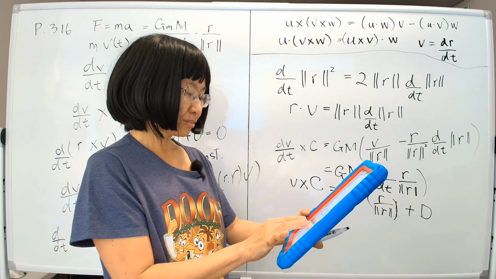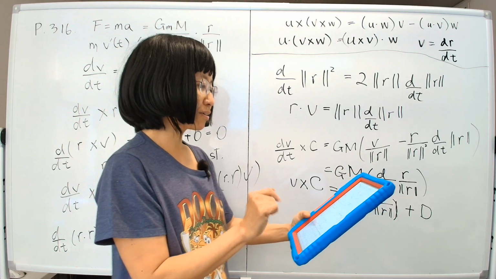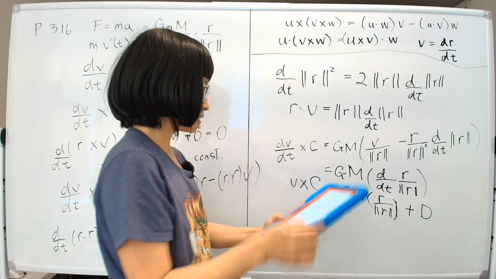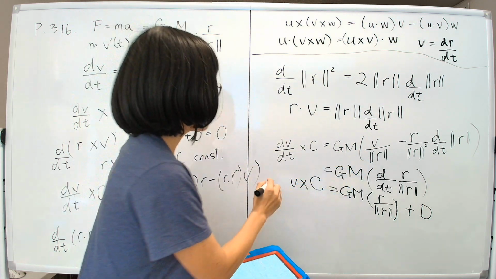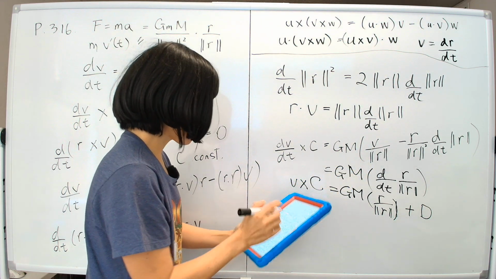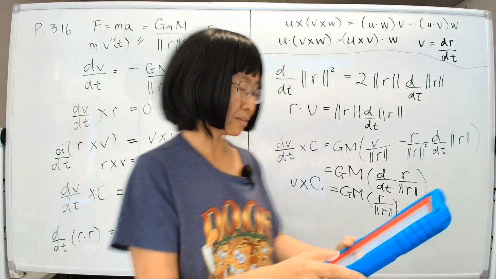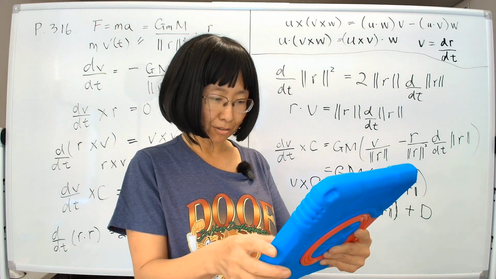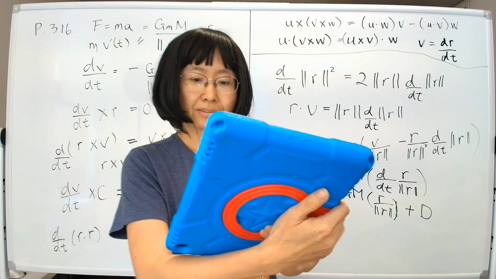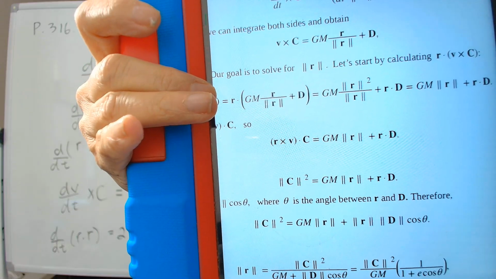To solve for r, we calculate the next step: r dot v cross c. So we take r and dot it with all of that stuff. Let's look at the algebra of this. If you take r dot that pile of stuff, we dot each one at a time.